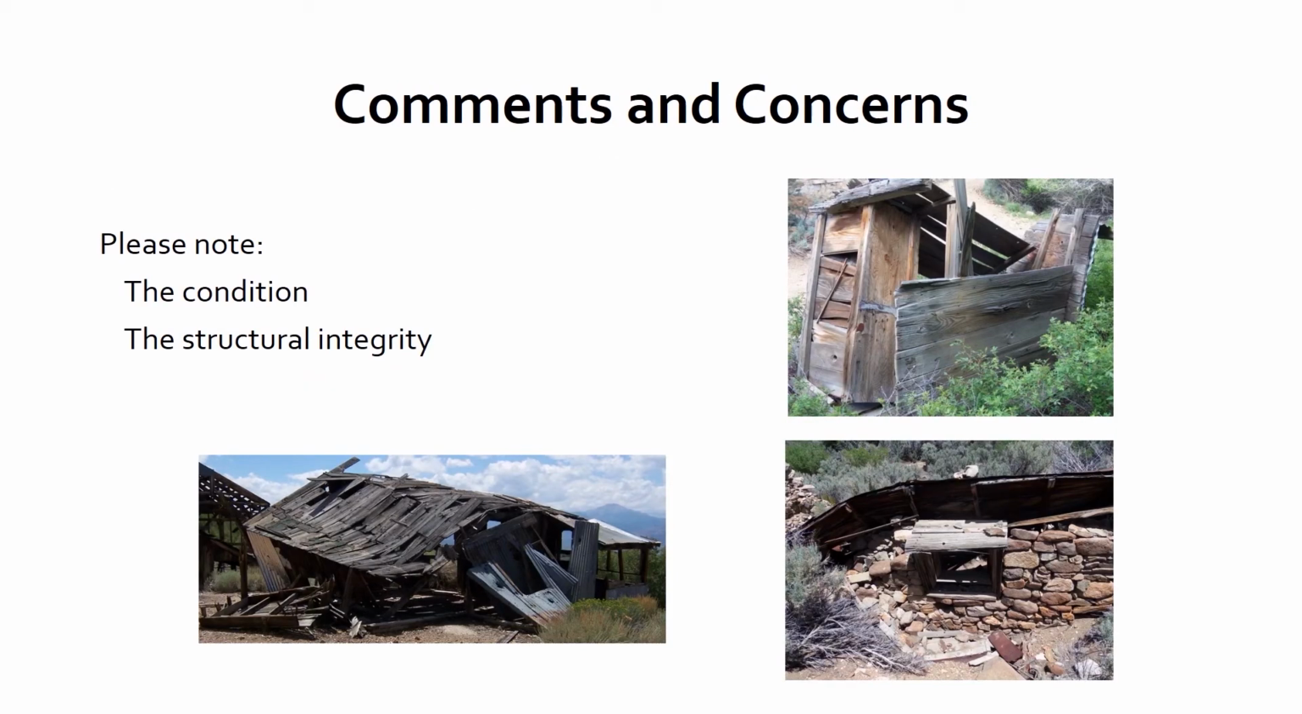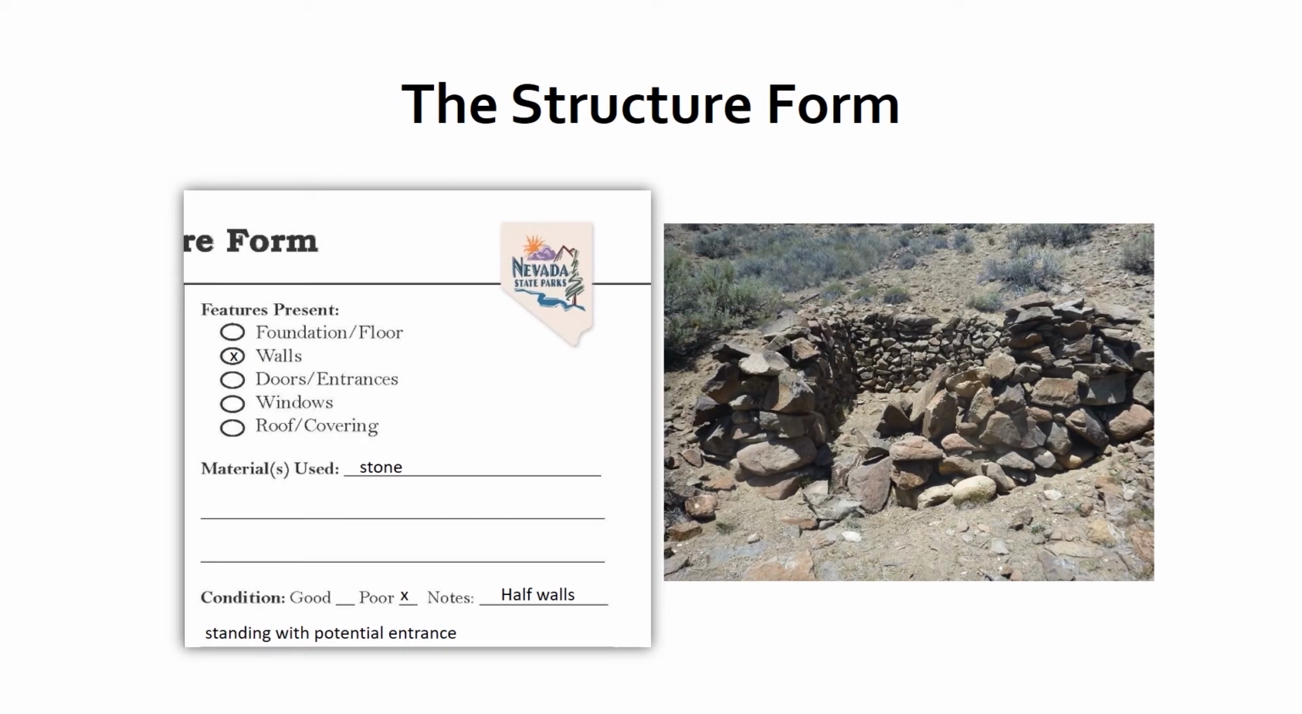We're going to look around and note the condition and the structural integrity and any features that are present. There's a little checklist. So for example, this picture shows that we have walls, right? We don't really have a floor or doors. It's all made out of stone. It's in fairly poor condition because it's just half walls that are standing with a potential entrance. But that's kind of subject to interpretation if it's in good condition or poor condition. Just make sure you write notes.